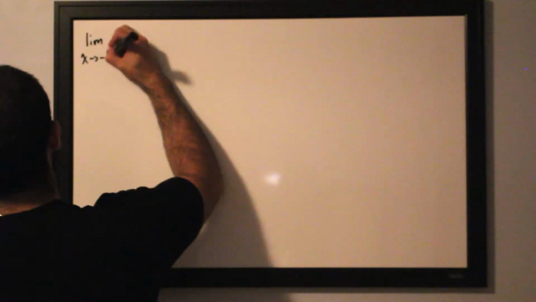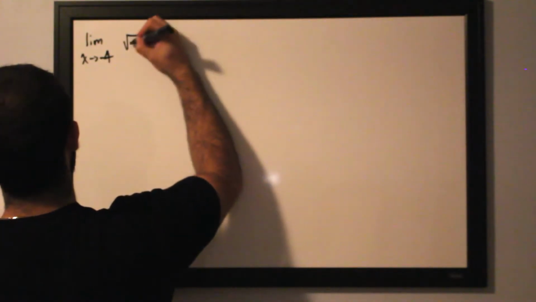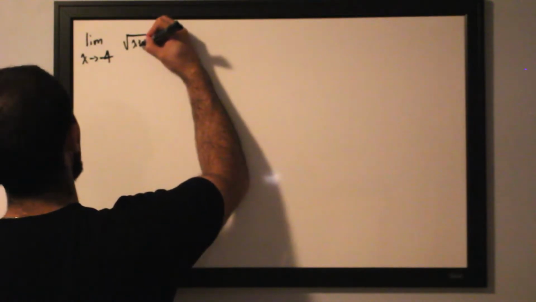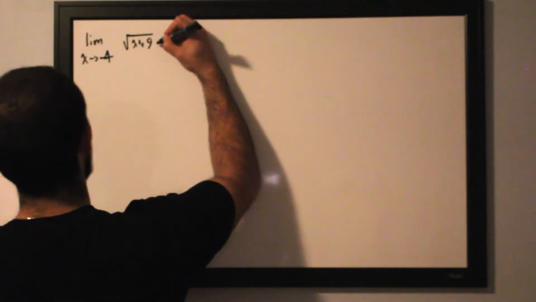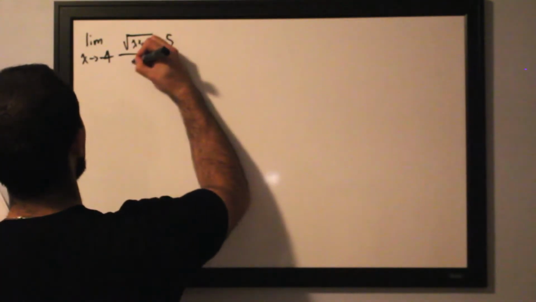Two more and then we're finished off with introduction to limits. Then we're going to be moving on to things such as continuity. We're going to take the limit as x approaches -4 for the square root of x squared plus 9 minus 5 all over x plus 4.